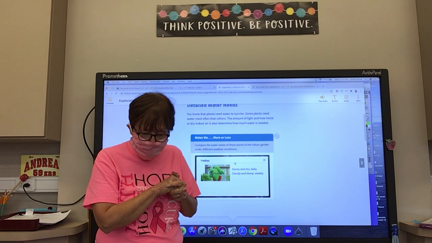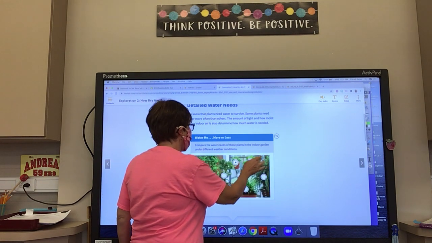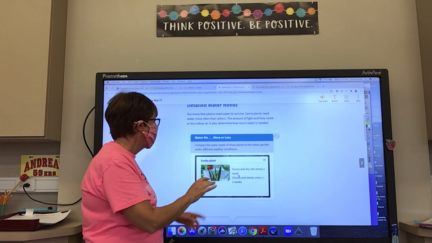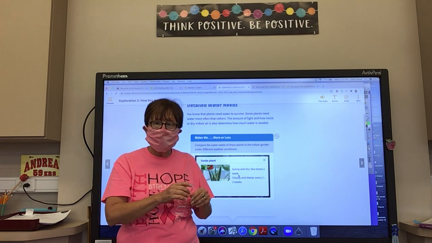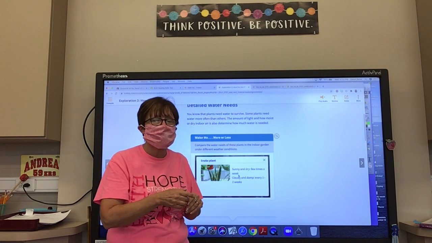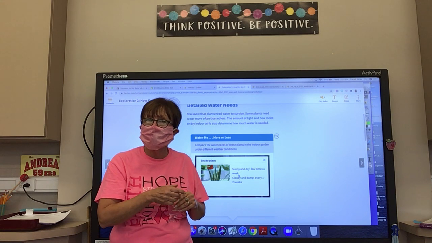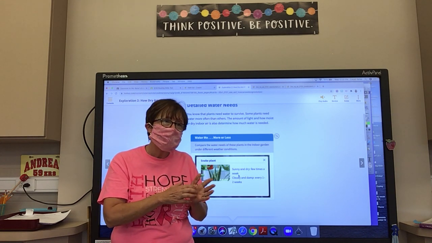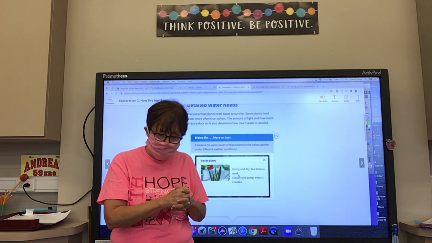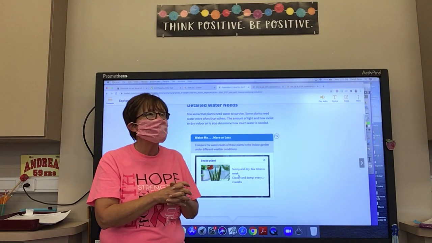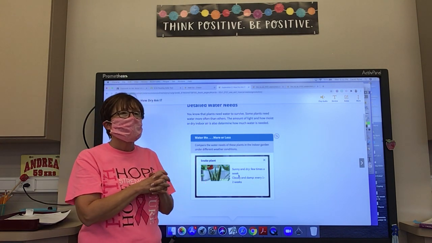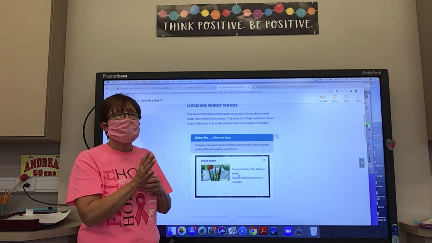Now, last plant, our snake plant. Where's the snake plant? There's the snake plant. Now this one needs to be watered how often? How often does the snake plant need to be watered? Ivy? A few times a week. So how many times do we want to water our snake plant? Two times a week, so four times.